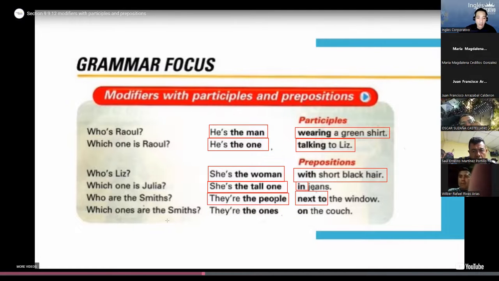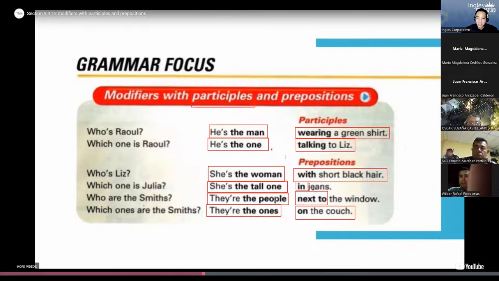Which ones are the Smiths? ¿Cuáles son los Smith? They're the ones, they are the ones. Ellos son los que, los que están en el sofá. Ellos son los del sofá, ellos son los que están en el sofá. Eso tiene diferentes traducciones dependiendo de cada uno, ¿no? Una vez más, si voy a utilizar participios, ¿okay? Lo puedo hacer de esa manera.